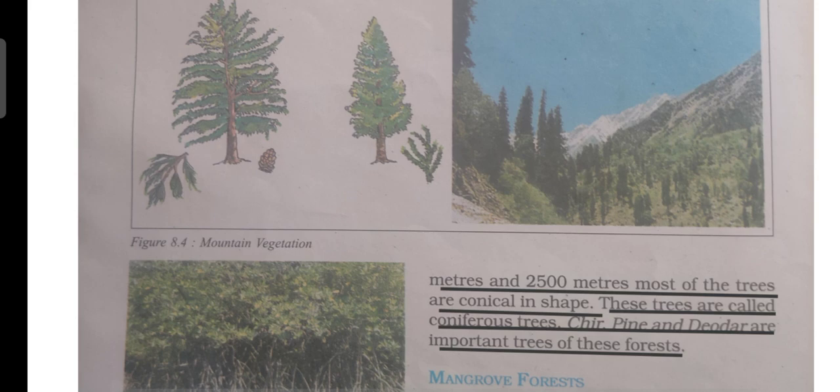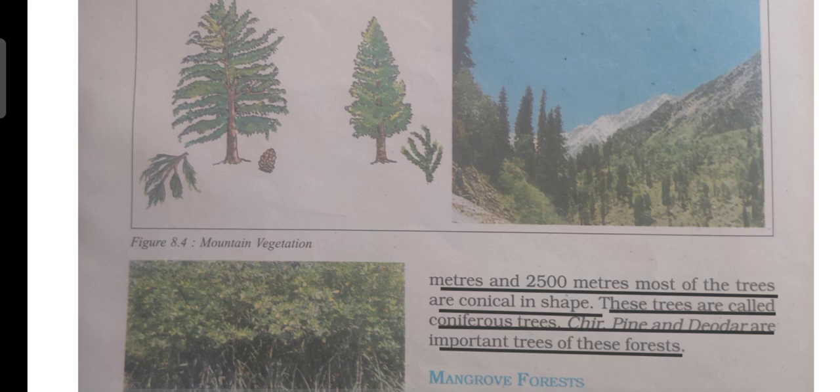So children, by the name itself, it is clear that this type of vegetation is found in the mountain areas. There are different varieties of plant life which are found in the mountain areas according to the variation in height. So as we go upwards on the mountains, we will find more varieties of plant life.